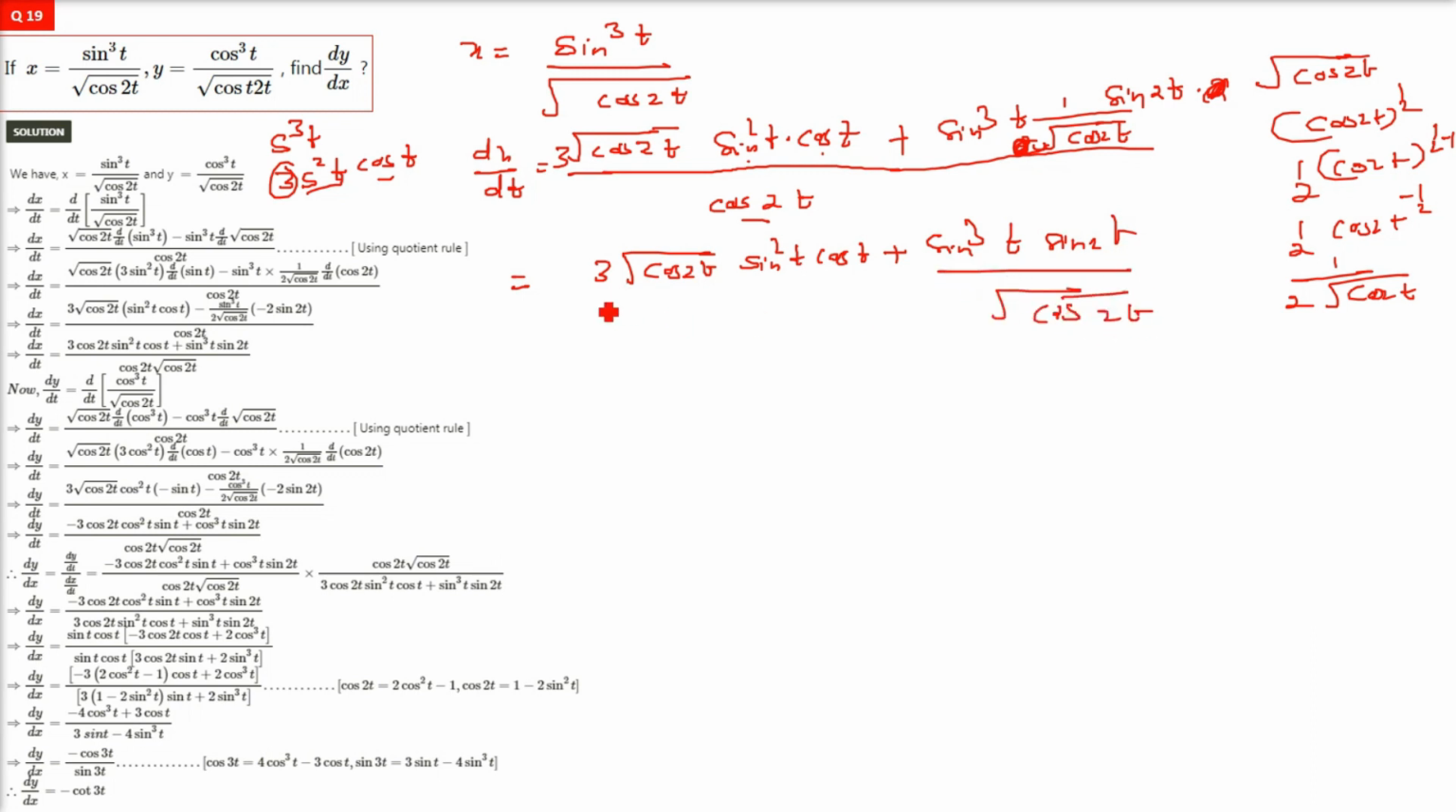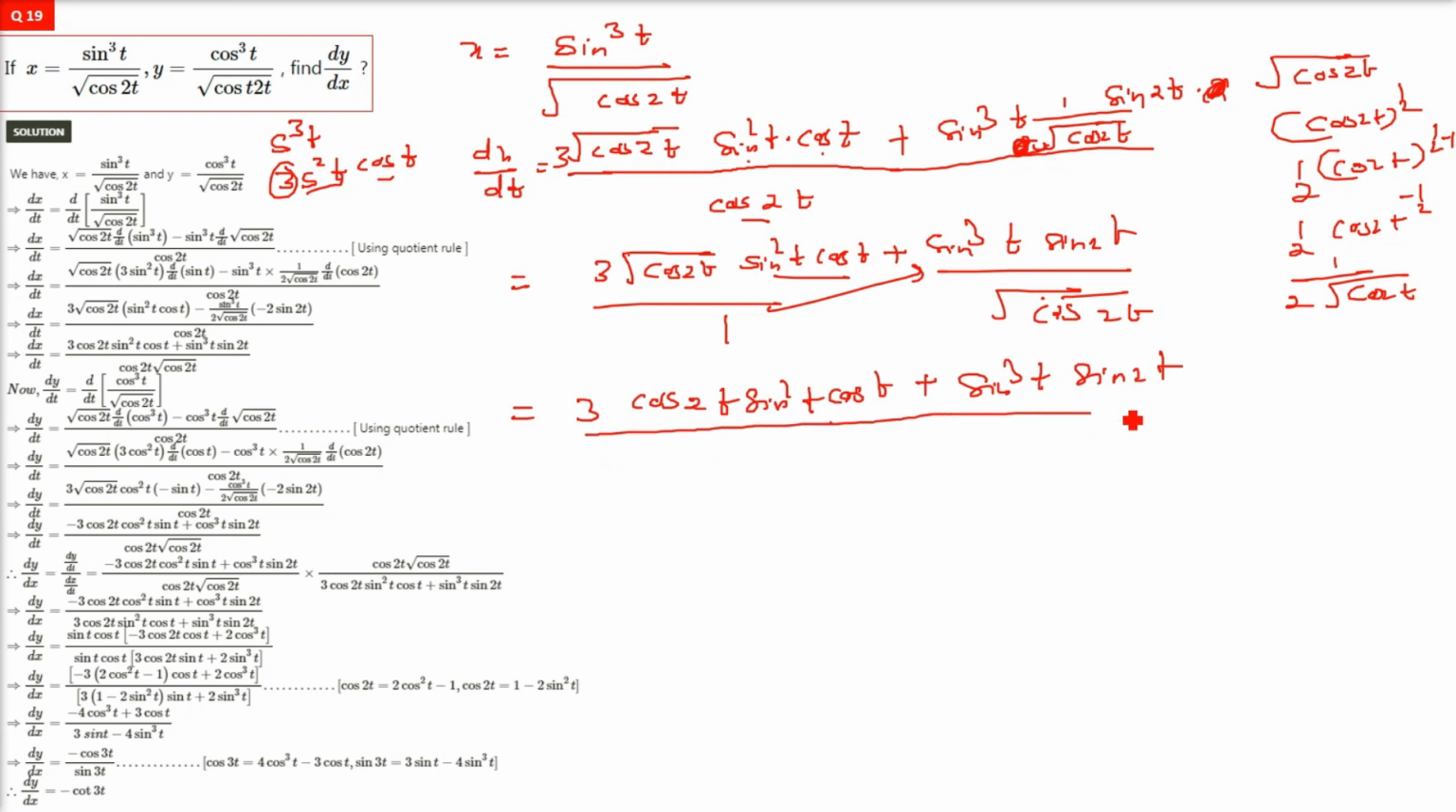Let us take the LCM. Cross multiply and then the multiplication of the denominator like that. So 3 under root will go, so it will be cos 2t, then sin square t and cos t, plus multiply this sin cube t and sin 2t. And in the denominator what you are going to get? Cos 2t and under root of cos 2t. So this is what you get in the numerator.